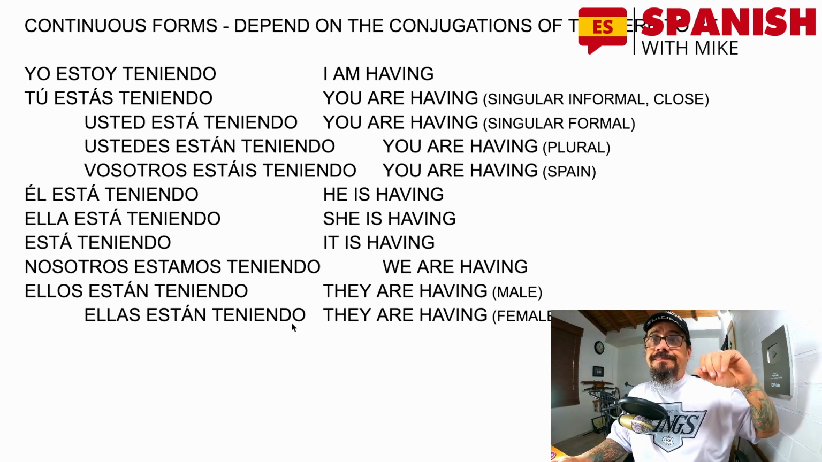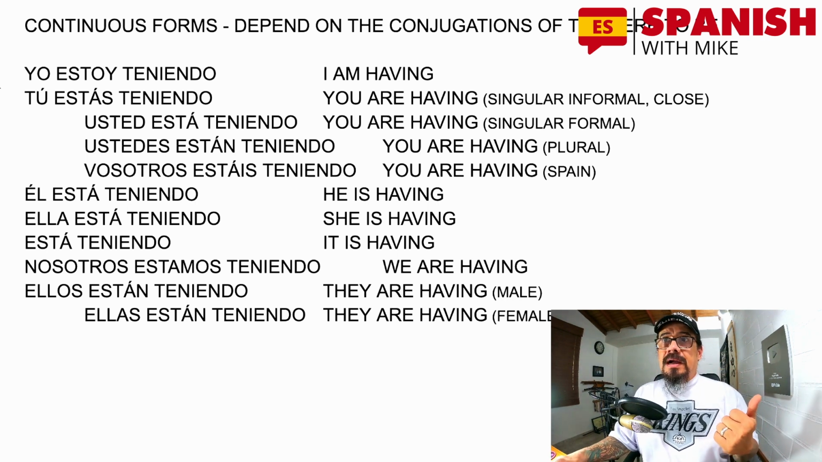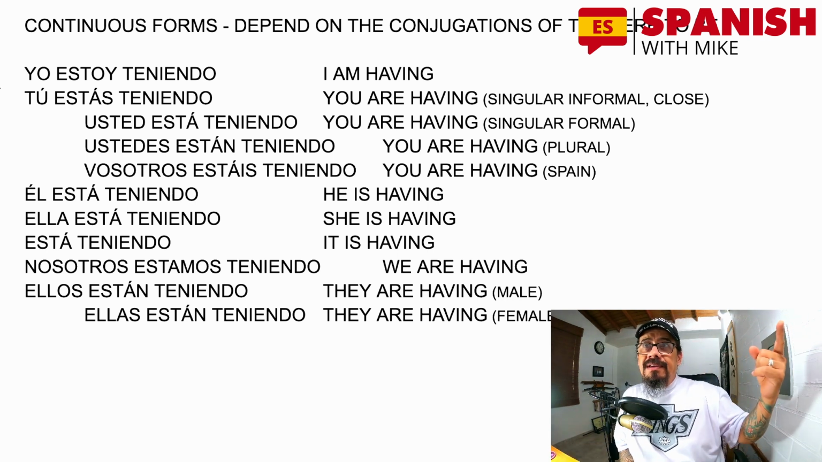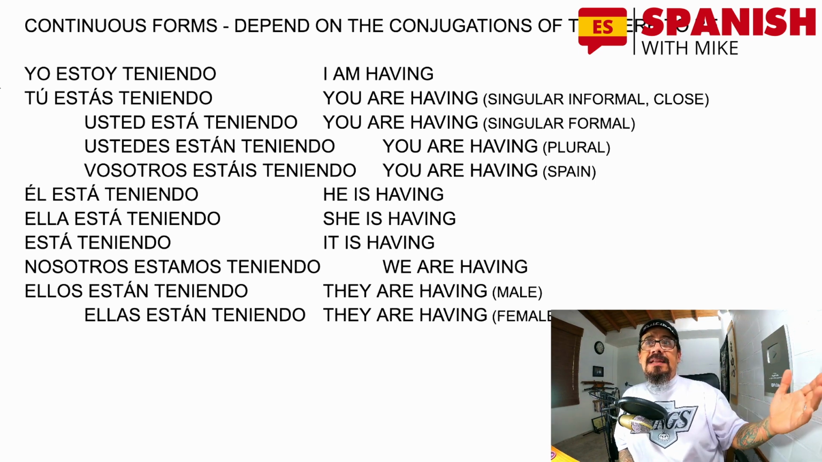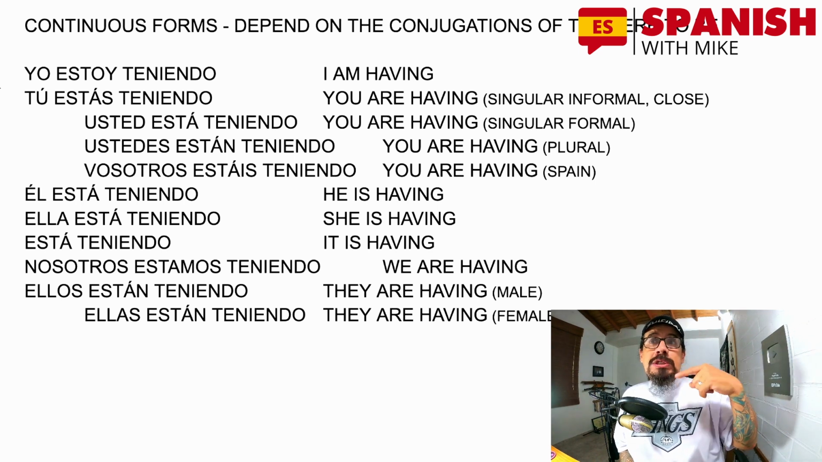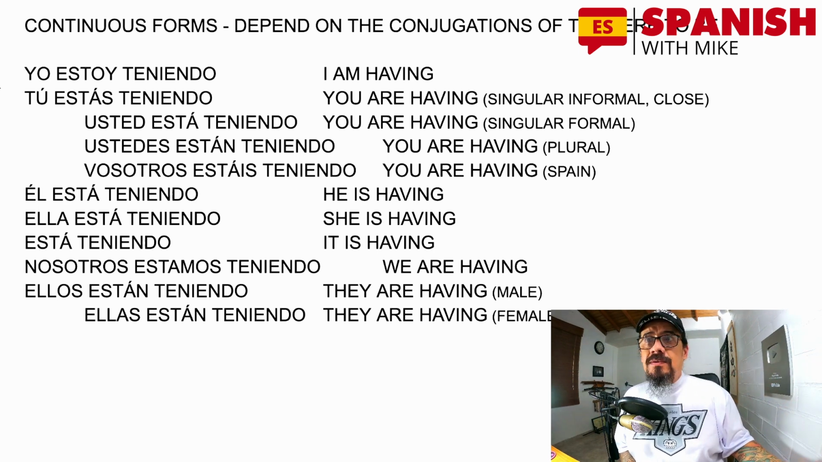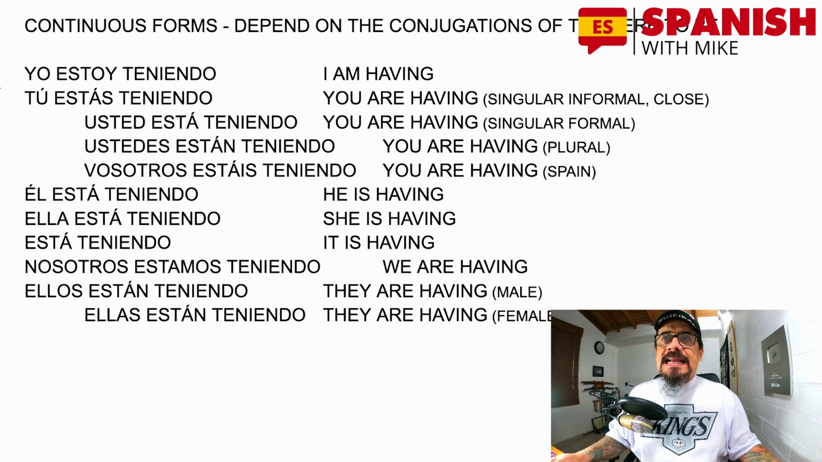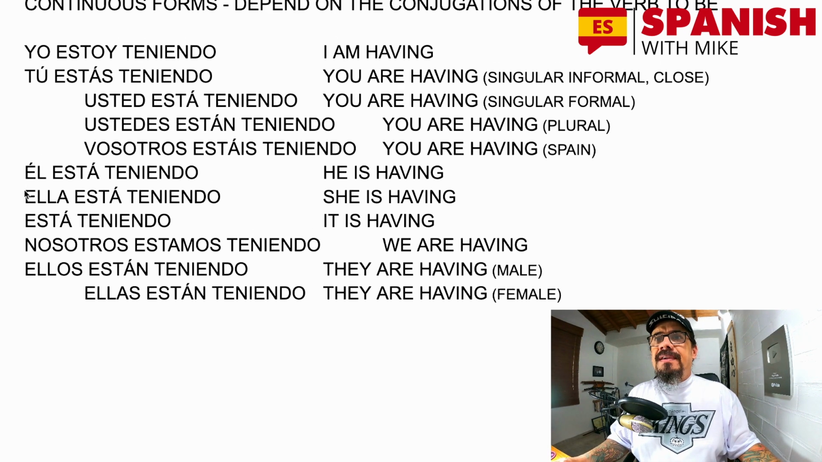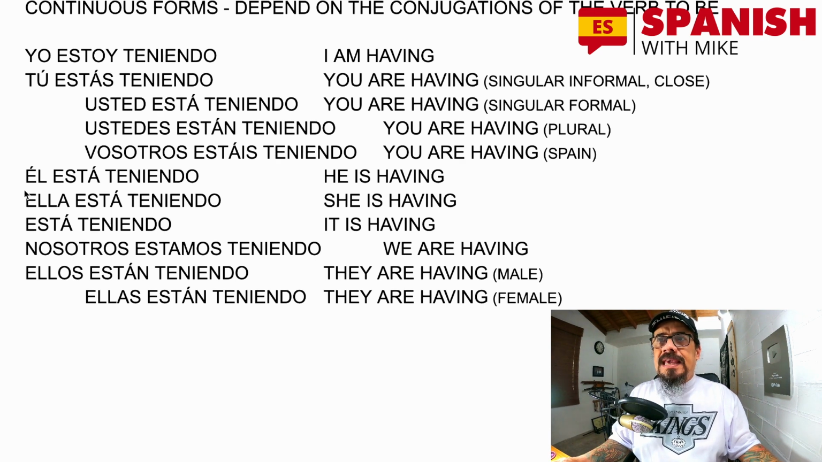But once again, yo estoy teniendo, I'm having. Tú estás teniendo, you are having, singular and informal, close. Usted está teniendo, you are having, singular, formal. Ustedes están teniendo, you are having, plural. Vosotros estáis teniendo, you are having, if we were in Spain. Él está teniendo, he is having. Ella está teniendo, she is having. Está teniendo, it is having. Nosotros estamos teniendo, we are having. Ellos están teniendo, they are having. And ellas están teniendo, they are having, female.